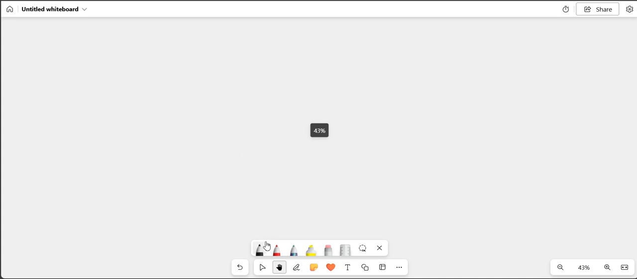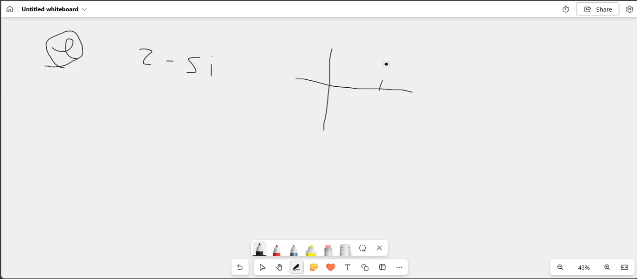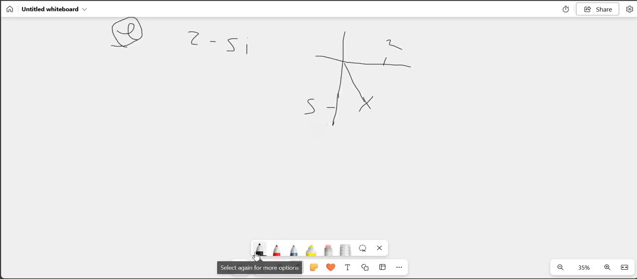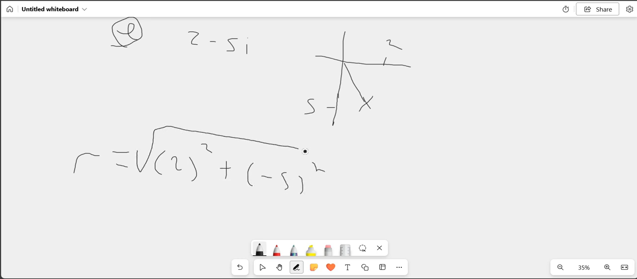Alright, E. It's 2 minus 5i. So that's 2, 5, like that. So obviously it's in that quarter. So now find r. r is going to be 2 squared plus minus 5 squared, square rooted. That gives you root 29.